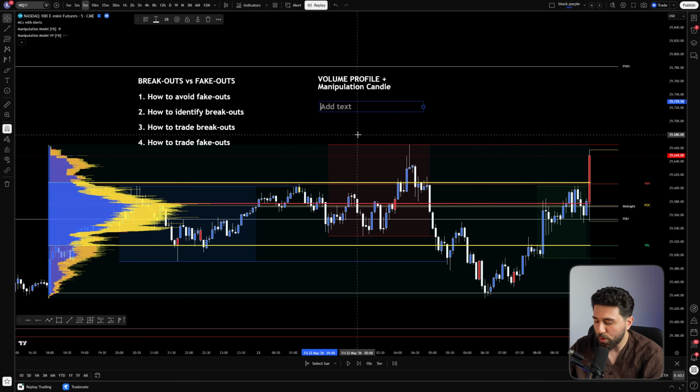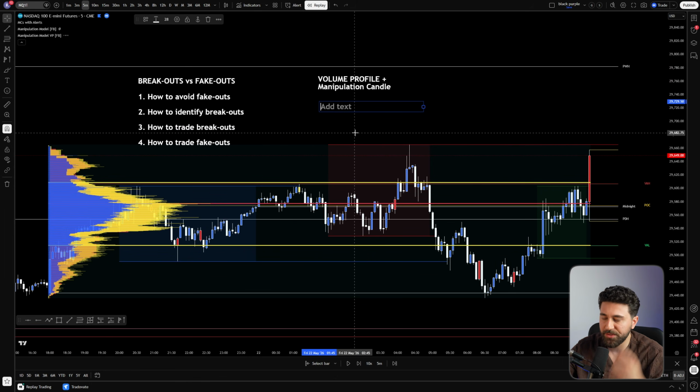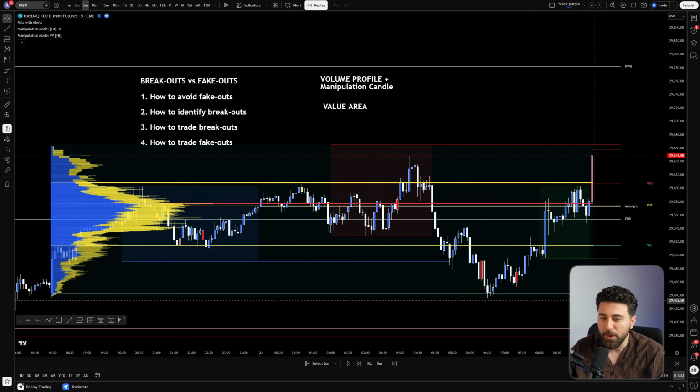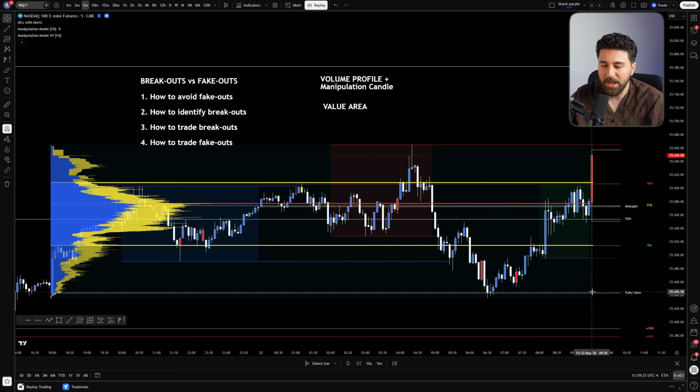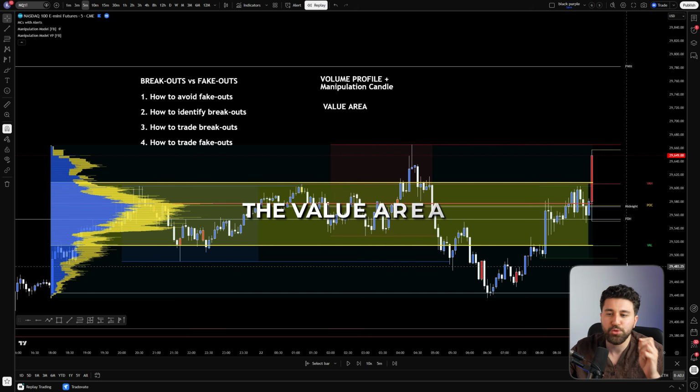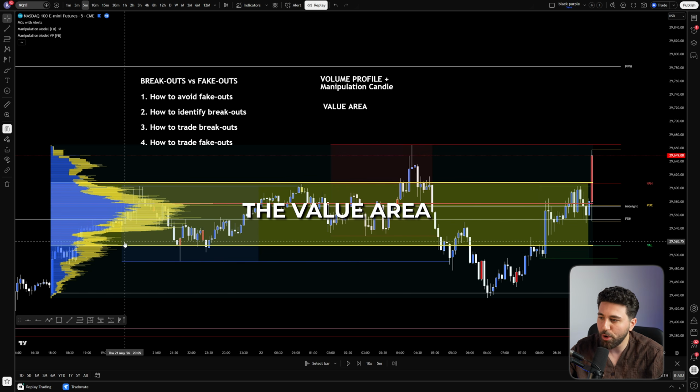So now what I want you guys to first of all understand is the value area. So the value area is 70% of transactions within this entire volume profile. Basically what we did right now is I started the volume profile at 6 p.m. Eastern Standard Time and dragged it all the way to 9:30 a.m. Eastern Standard Time. And between these two yellow lines is the so-called value area, 70% of volume for this entire day until the market open.